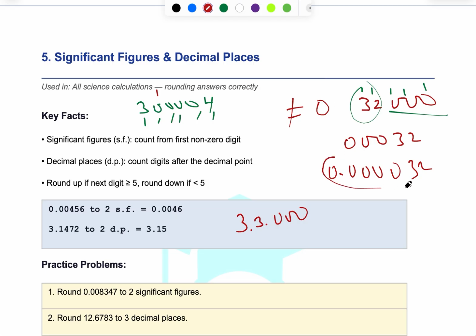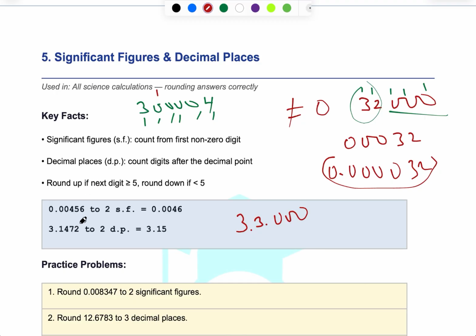But you can see in this case, even though there is a decimal point, the zeros before any number are not significant. And these are the major things that you need to pay attention to know when zeros are significant and when they are not significant. So with this, you should be able to convert anything to significant figures.